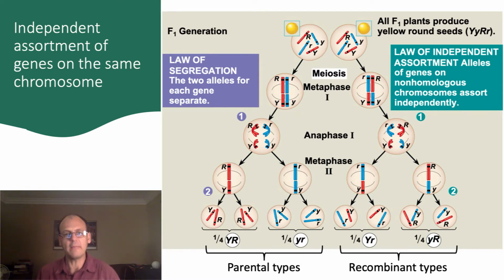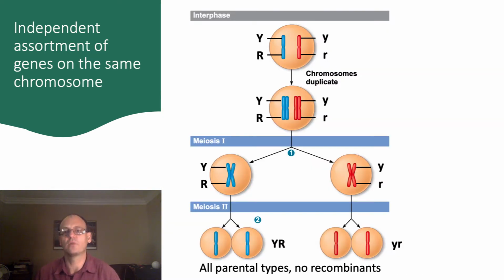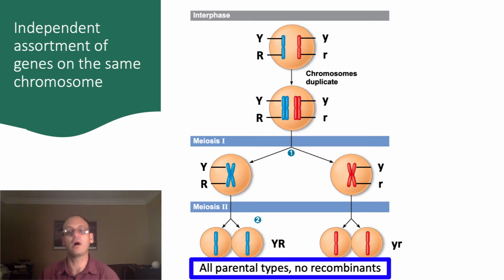But what happens when the two genes we're interested in are on the same chromosome? Well, if meiosis simply happens like this, then we would expect that both alleles that are on the maternal chromosome would be inherited together, and both alleles that are on the paternal chromosome would be inherited together. Based on this, we would expect to have all parental types and no recombinants.